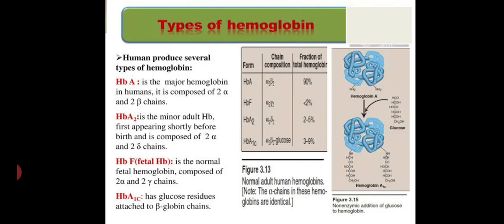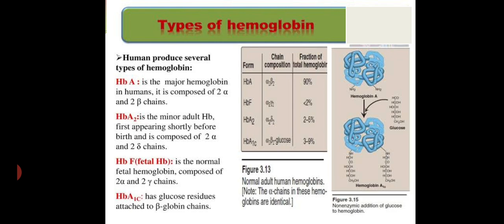HbA is the major hemoglobin in humans. It is composed of 2 alpha and 2 beta chains. The polypeptide chains are 2 identical alpha and 2 identical beta chains. The alpha and beta chains have 141 and 146 amino acid residues respectively. More than 90% of the hemoglobin in an adult human being is composed of hemoglobin A.